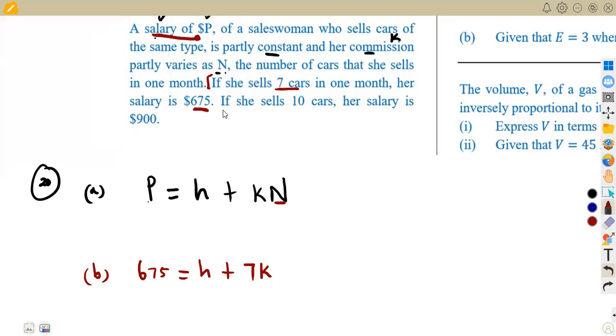We move on to the second statement. If she sells 10 cars, her salary is 900. So we are given the salary, which is P in this case. So 900 is equal to H plus now the number of cars, N represented the number of cars, which is 10K. So by formulating these two equations, we are going to solve for K and H. So the question was to solve for H and K.